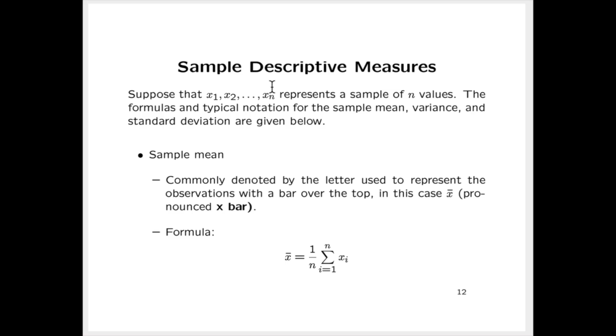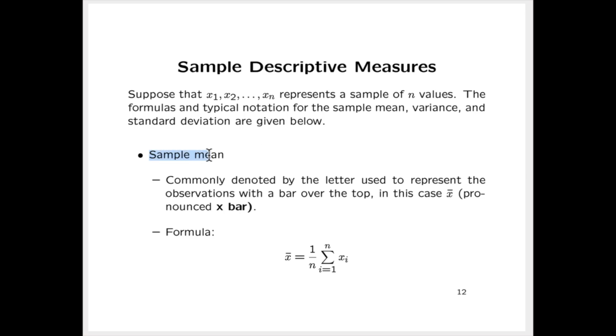Also notice that the size of the sample is denoted by lowercase n as opposed to capital N. When we talk about a finite population with N values, we denote the population size by uppercase N, as you saw in the previous lecture. But when we're talking about samples and the sample size, we're typically going to represent that using a lowercase n. Now, the formulas in typical notation for the sample mean, the sample variance, and the sample standard deviation are given below and on the following slides.